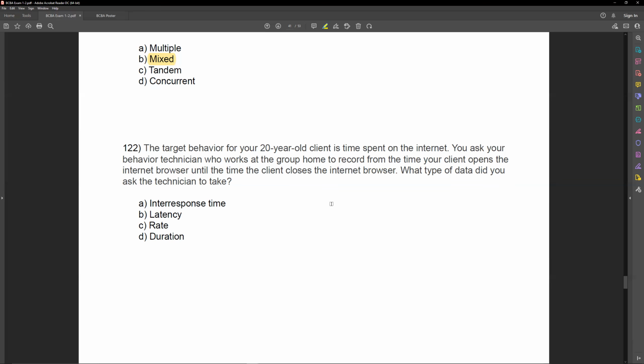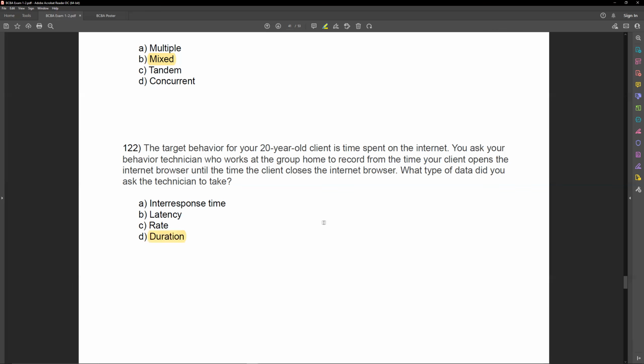Rate, are we tracking how many times the client gets on the internet? Are we counting that? No, we're tracking total time spent on the internet. So again, rate is not going to be our best answer because rate is associated with frequency, which is a count. We're not counting how many times he gets on the internet. We're tracking how long. So that leaves us with D, duration. How long do they spend on the internet, from the beginning to the end of that response?